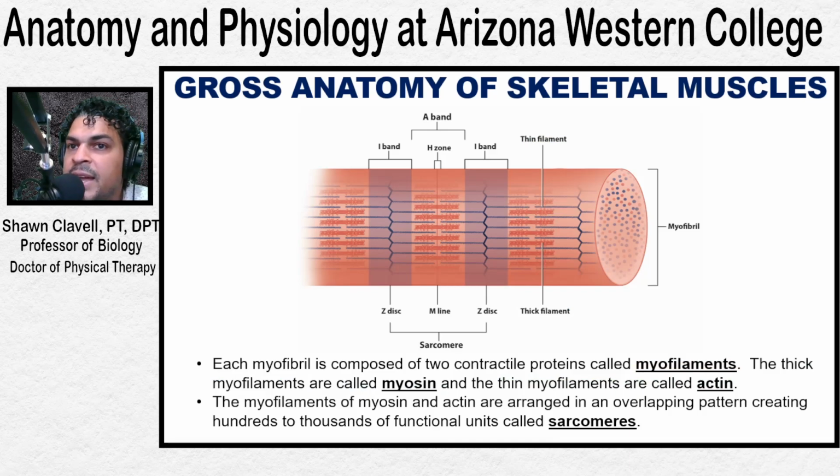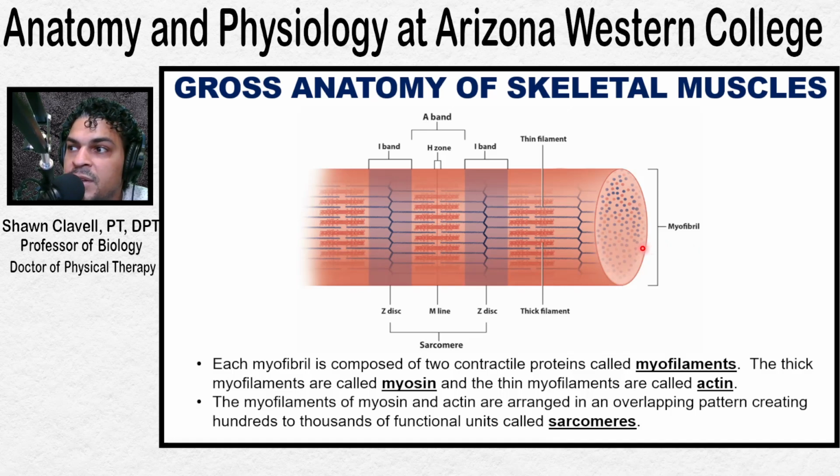Right, and we can see that here at the bottom of the screen. The myofilaments of myosin and actin are arranged in an overlapping pattern, creating hundreds of thousands of functional units called sarcomeres. So the sarcomere goes from the Z line, we can see the Z line here, and from the other Z line here. So this is an actual functional unit of the myofibril.